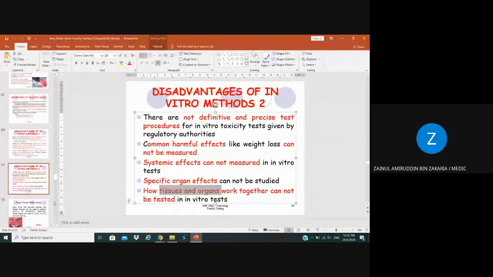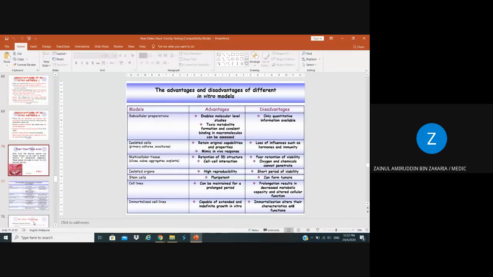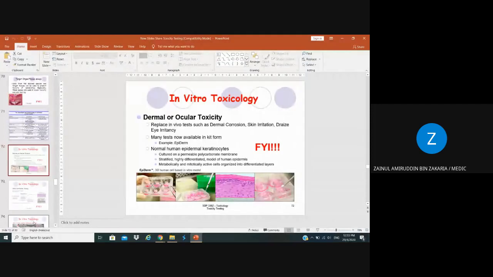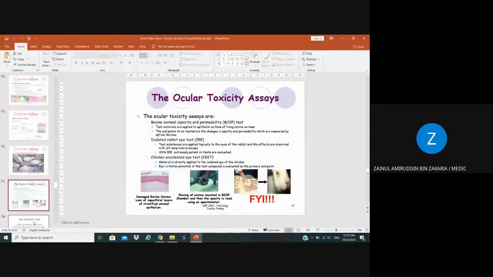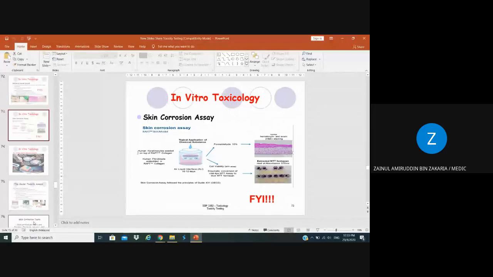So there is this disadvantage. Okay? So this is for your information. There are ocular and skin testing that can be used. This is another table to show you the advantages or disadvantages. You can read it. This is just the rest, I think, an example of the types of in vitro models available.